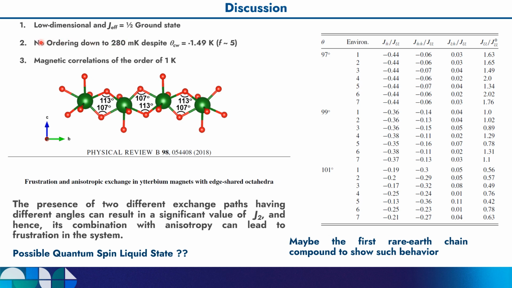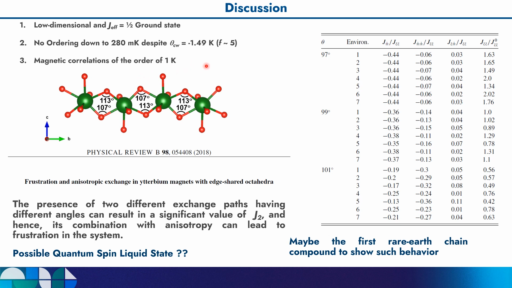From all these measurements, there are some conclusions. First one is the system is low dimensional magnetically and the ground state can be described by J equal to 1/2. Second thing is there is no ordering down to 280 millikelvin despite it having a theta value of minus 1.49, so frustration is around 5. And further, all the measurements have indicated the presence of magnetic correlation of the order of 1 Kelvin.